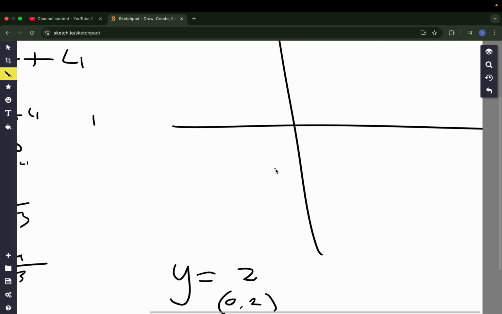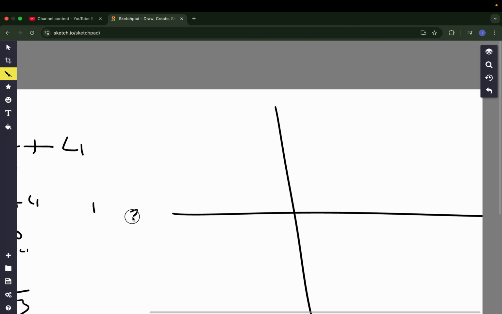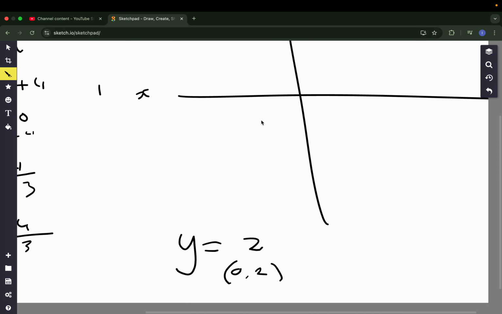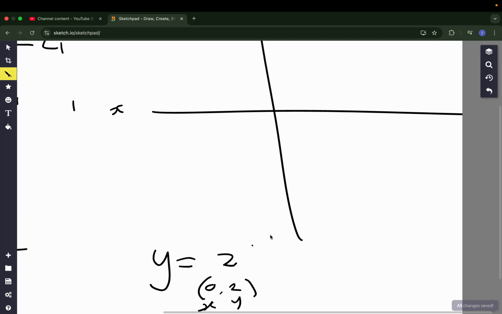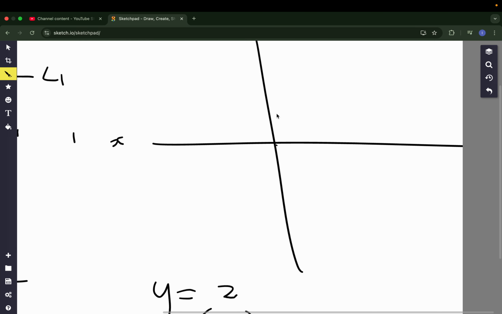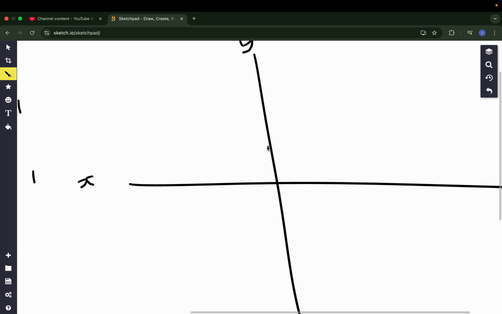And to find that, first we'll mark it. The first value is x, and the second is y. So if we go across, 0 for x will be here, and 2 for y would be just here. That's our first value, 0, 2.